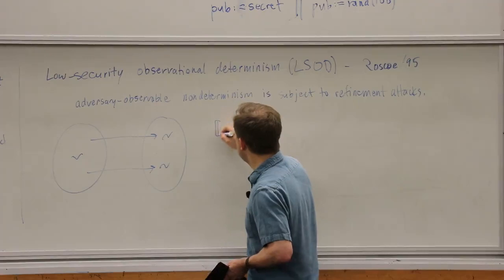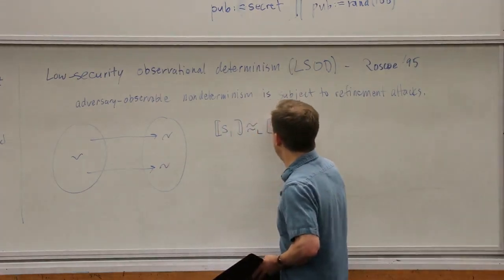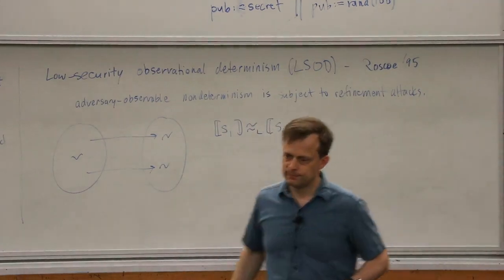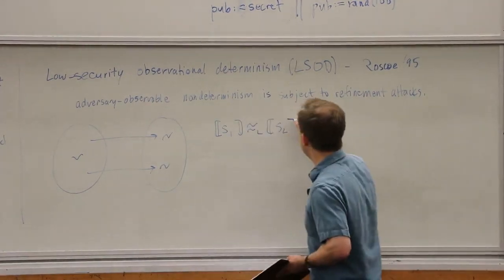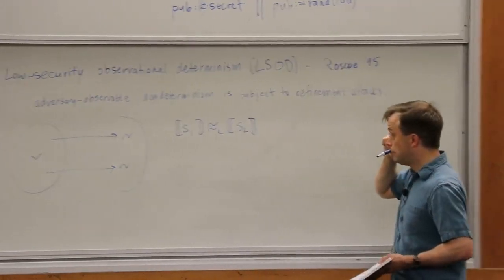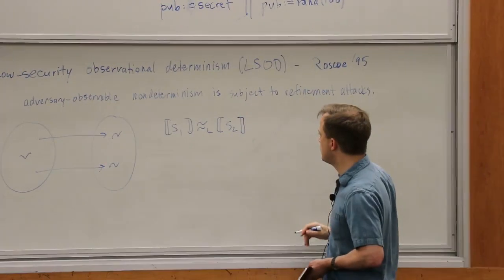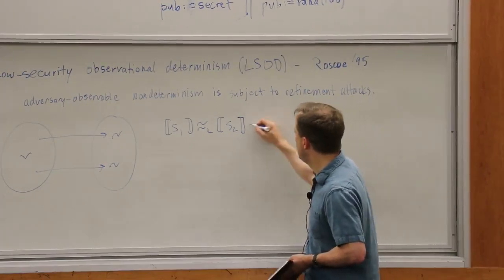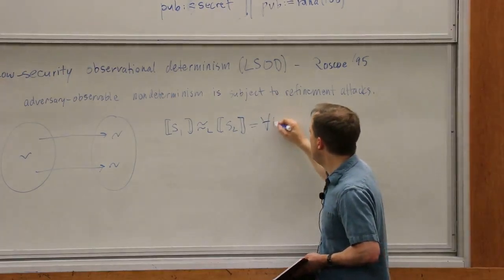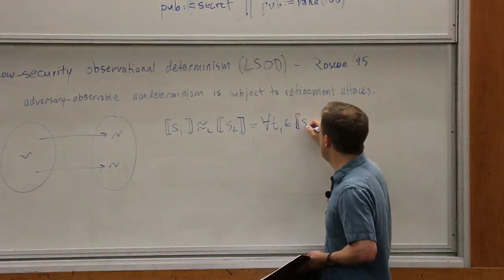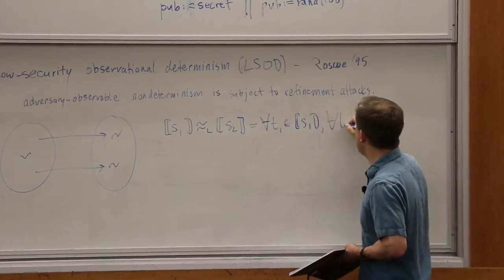So, in other words, if we want to compare the sets of outcomes from running two configurations S1 and S2, then we're just going to simply require that everything in S1 looks like everything in S2.